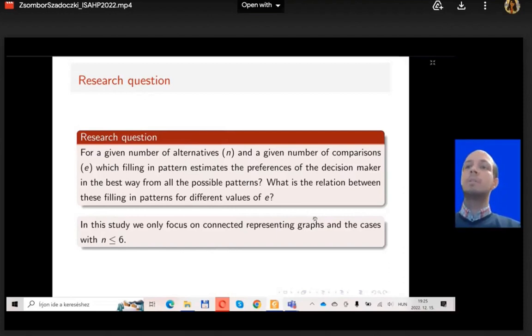And it would be really nice if we have an optimal case for e comparisons and an optimal case for e+1 comparisons, and if those were reachable from each other. So we just add one comparison to the optimal case in case of e comparisons, and we end up with the optimal case for e+1 comparisons. We only focused on connected graphs, so the used weight calculation techniques resulted in unique weight vectors, and we have only finished the job up until 6 alternatives.